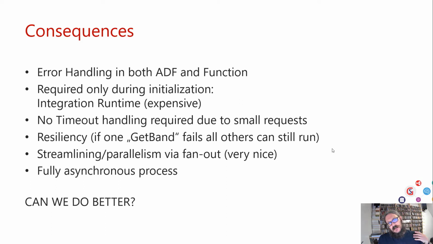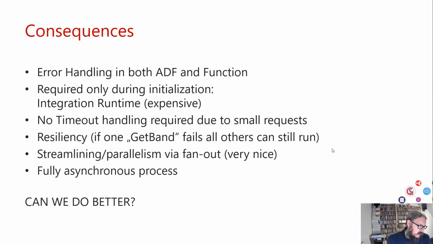Also, I have this feature called resiliency. Now, what happens if one of my API calls, for example, one of my get band calls fails? If I implement it all in one function, then I'll have to, well, implement some error handling. Say, what do I want to do if that fails? Do I want the others to run? Do I want the others to stop? What should happen? If I do it wrong, it will all fail. If I do it in ADF, I can say, okay, up to 5 of these calls can fail, and then please stop the process.